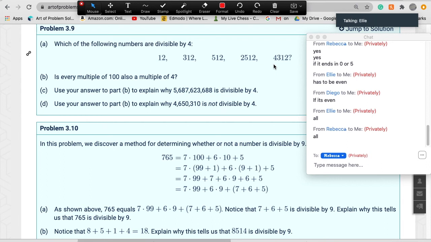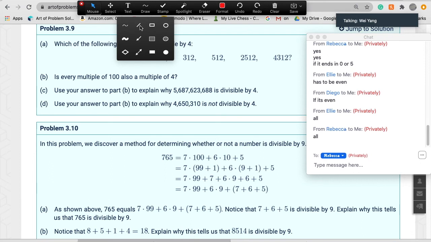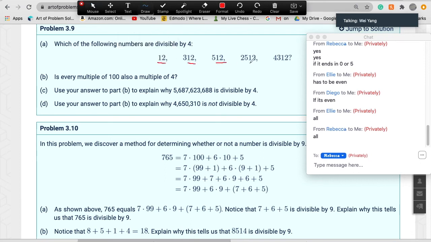You can do it with 12. Yeah, because all these numbers end with 12. If a number is divisible by 4, we just need to check the last 2 digits. These 2 digits. If these 2 digits are divisible by 4, then this number will be divisible by 4. Because 12 is divisible by 4, therefore all these numbers are divisible by 4.